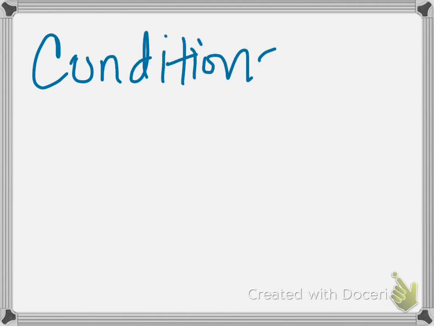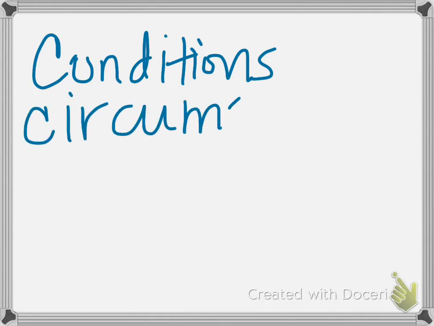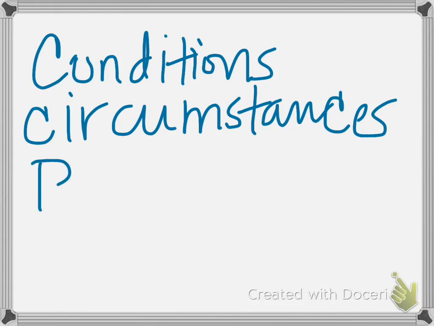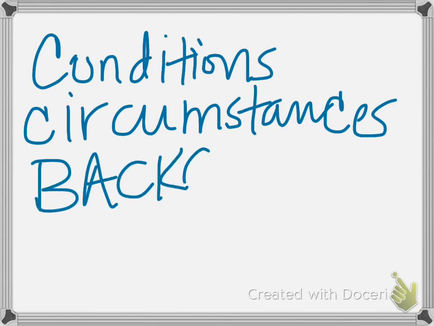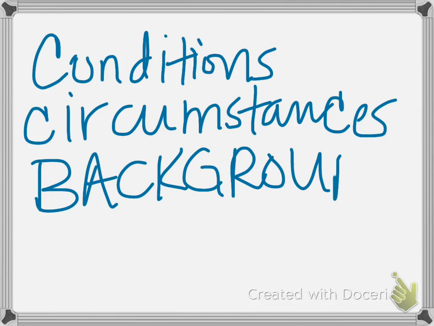The imparfait is used to describe conditions and circumstances that form the background of another past action. So we think of the imparfait as the scenery of the play and the emotions of the actors and the characters in the play. So now we're going to talk about some examples of conditions and circumstances.